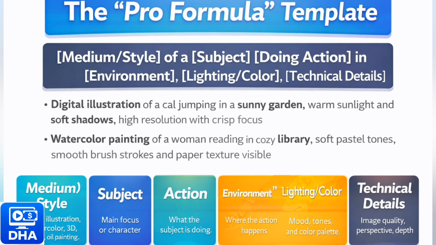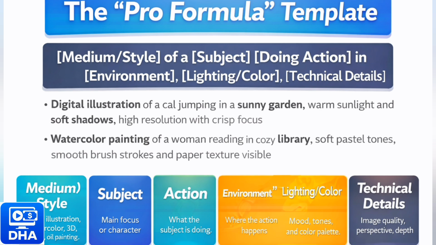Now, everything together is our pro formula. Use this structure every time: style plus subject plus action plus environment plus lighting plus technical details. Example: cinematic digital illustration of an African female podcast host speaking into a microphone in a modern studio. Warm lighting, shallow depth of field, 16:9. That is a professional prompt.